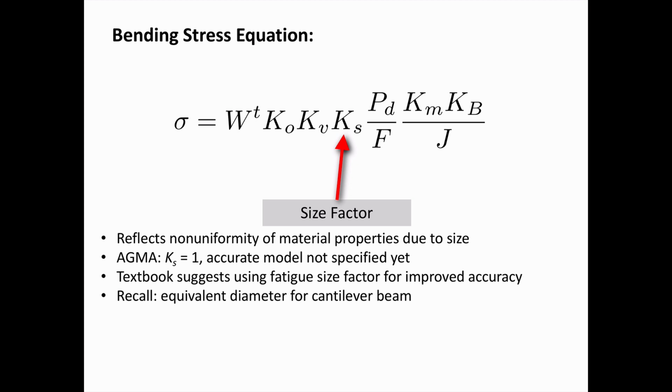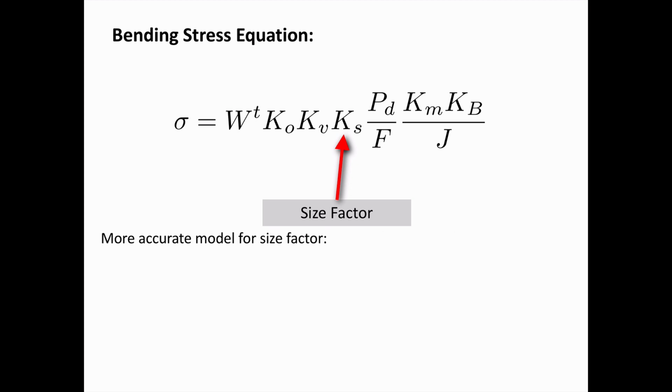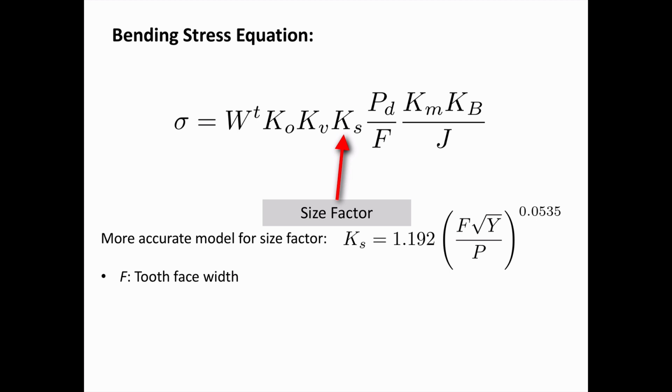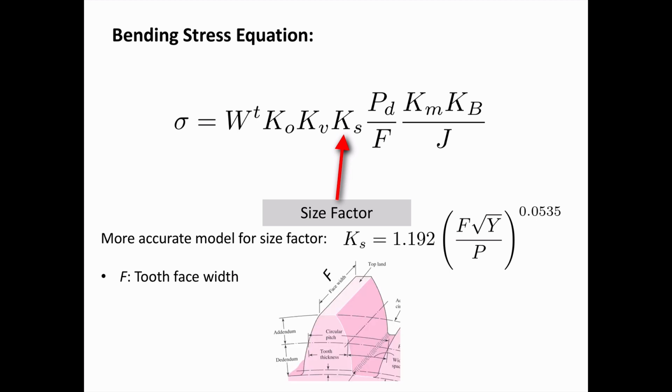So remember, in calculating the size factor for fatigue, we look to find an equivalent diameter. And in this case, we have a cantilever beam. So what's the equivalent diameter for a cantilever beam, linking it back to the rotating beam polished specimen? Using that information from the earlier chapter on fatigue, we can build a more accurate model for the size factor, and that's equal to the formula that we have here, where F is the tooth face width.